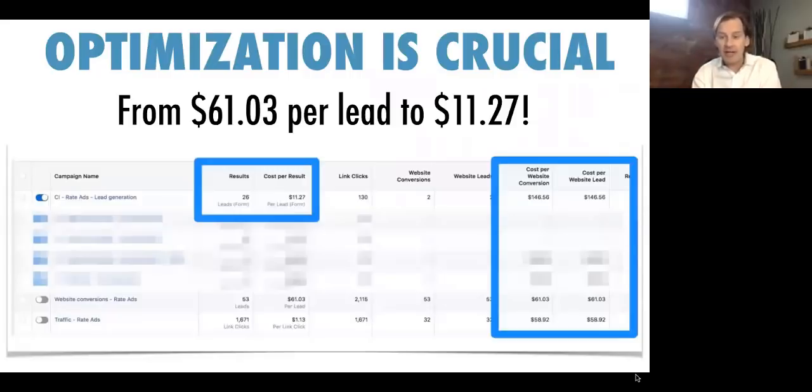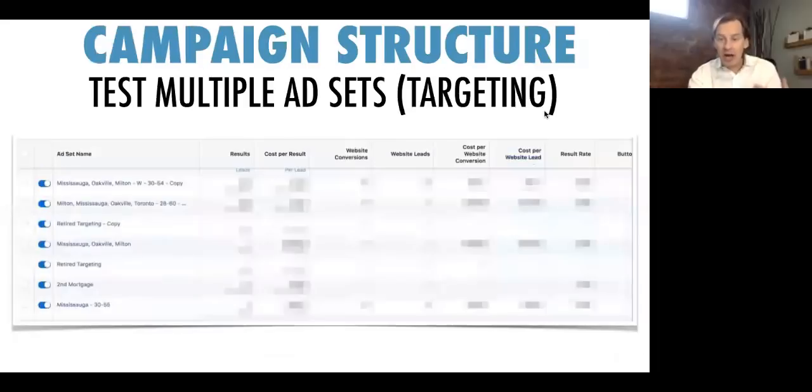So this is one of our accounts. We went in, they were spending, you can see down at the bottom, they were running these website conversion rate ads. They were spending $61.03 for every lead that came through that system. We came in, we were able to take that down to $11.27 per lead that they were generating in their business. Same type of lead, same traffic, just properly optimizing. So you've got to be going in and optimizing these campaigns. Otherwise, Facebook's going to take that money, right? So you've got to have optimization.